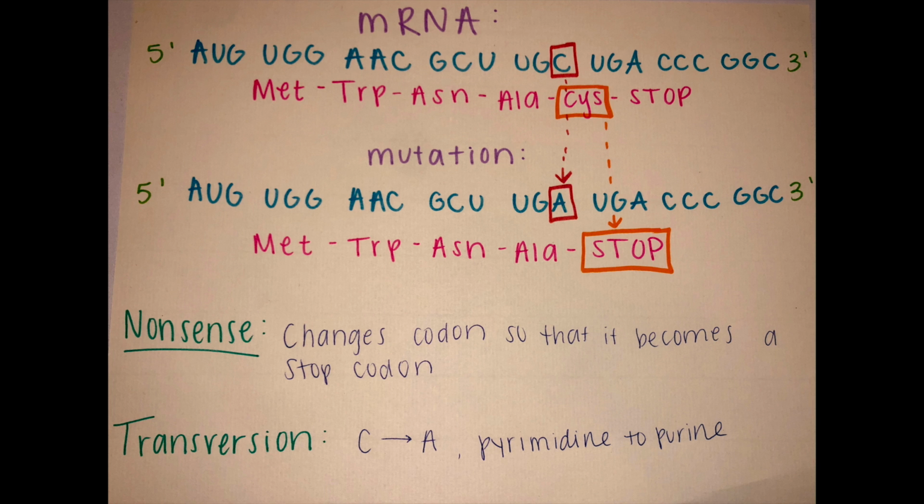The next example is a mutation of C to A nucleotide bases. In this case, the amino acid changes from cytosine to a stop codon. This causes the protein to stop earlier than expected and alters the protein function. This is considered a nonsense mutation, which is when a codon changes so that it becomes a stop codon. The change from C to A makes it a transversion, pyrimidine to purine.